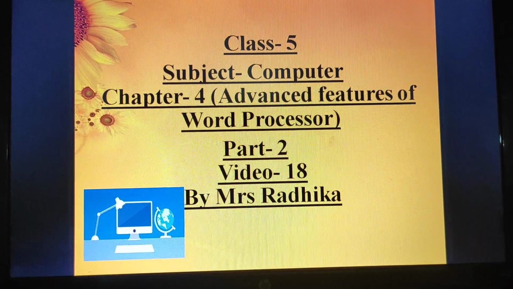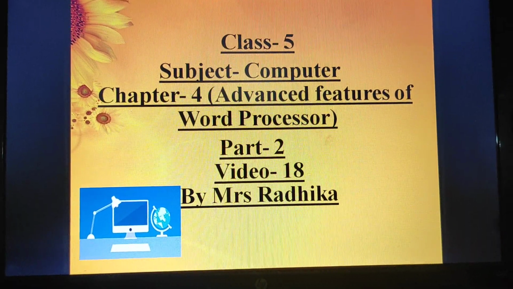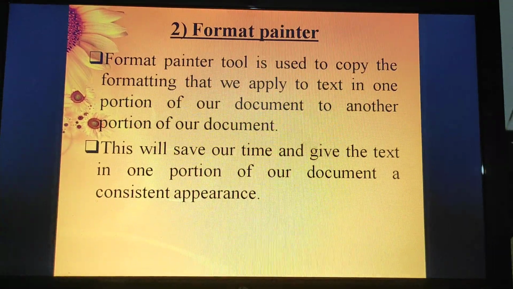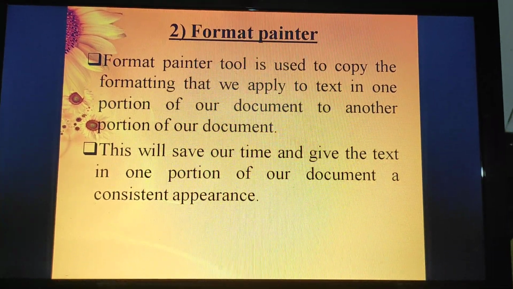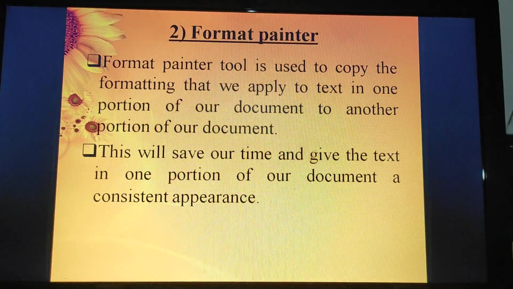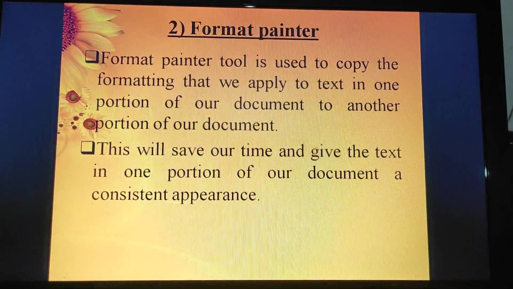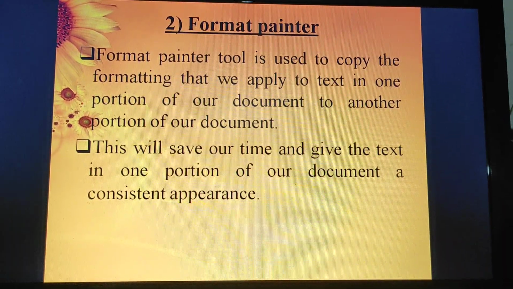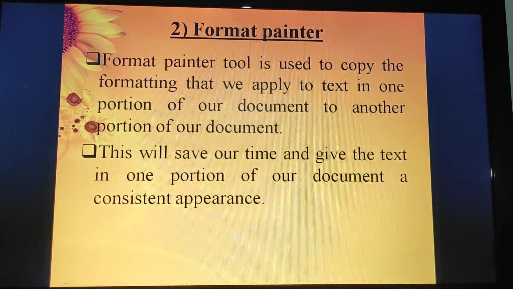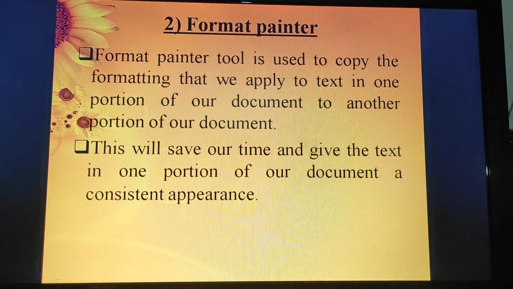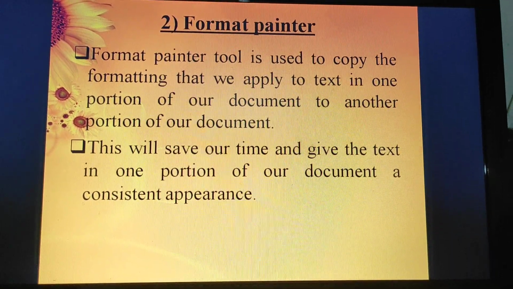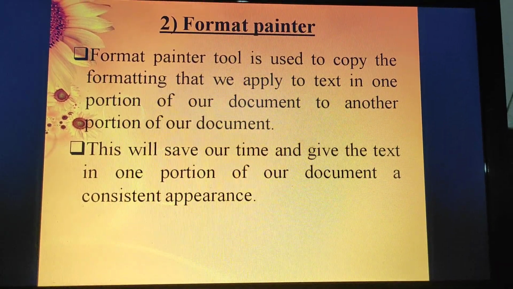This is part 2 of chapter number 4, that is advanced features of word processor. So the topic is Format Painter. The Format Painter tool is used to copy the formatting that we apply to text in one portion of our document to another portion of our document. This will save our time and give the text in one portion of our document a consistent appearance.